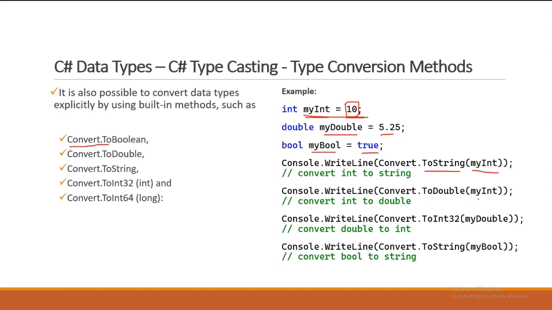Here my int is converted explicitly using Convert.ToDouble. In exactly the same way, we convert my double to int. And my bool is converted with this method, ToString. We are going to see examples, and you are going to use it many more times in your code.